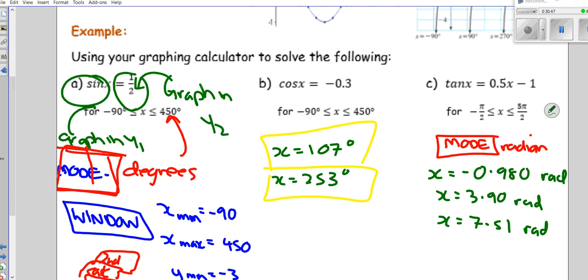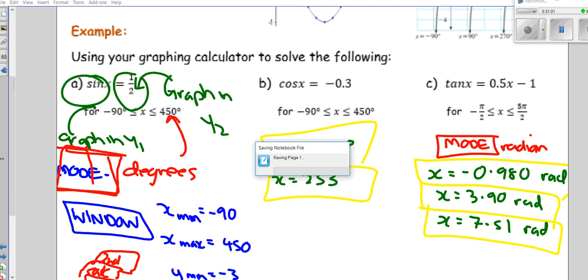That's pretty painful, but now you've seen the importance of being in the right mode and of adjusting your window to match the domain, which is the case for functions too. When you do regular functions and graphing, you need to match their domain in the window manually. Yeah. That was fun.